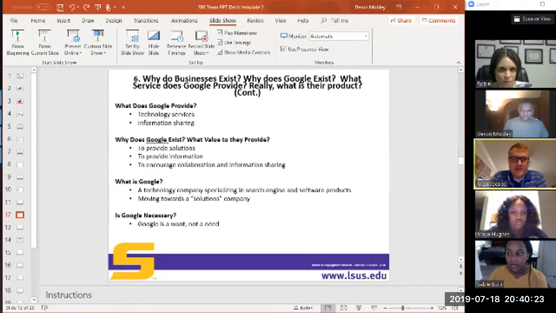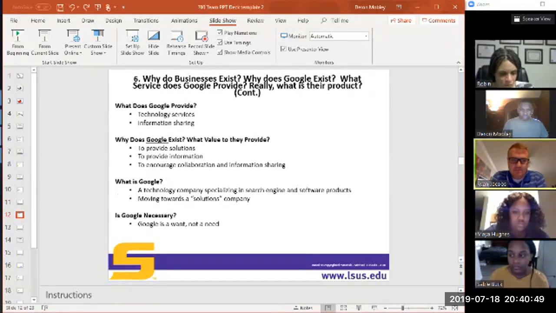So what does Google provide? We all know it as a technology service and information sharing. But going into the next point there, I think Google is transitioning into a solutions market. We got away from just the www.google.com into all these apps on your phone and all these products in your house. So I think they're ultimately providing solutions to problems, but with a technology focus.